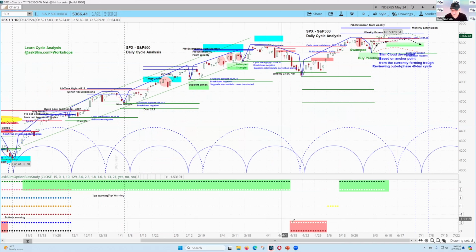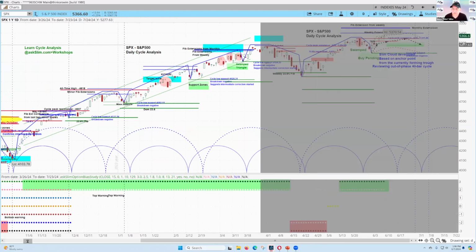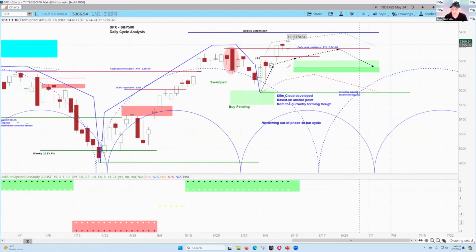There was a correction in here that you can see where it turned red, but then turned yellow and then turned green again. We have this upward projection right in here. We call this the slim cloud. We create two channels in here, where the middle part of the channel is the highest probability move, and that was to take out the high right over here at 53.41, which we have easily done. And there's that weekly extension right up over there at around 5,400.